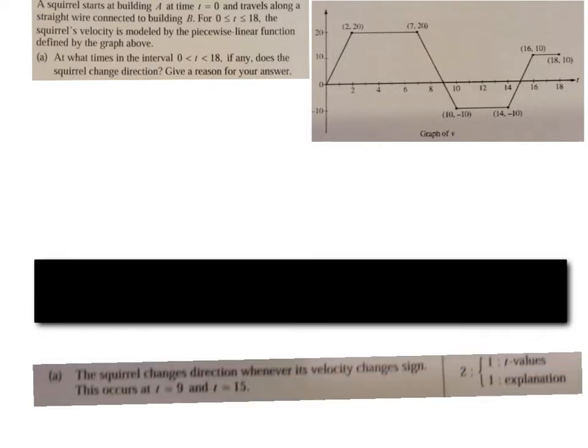So when does the squirrel change direction? Well, that's pretty easy. So here's the rubric. The squirrel changes direction at 9 and 15. So here is 9, here is 15, and the values are worth 1 point, the 9 and 15, and why does it happen? Because the velocity changes sign at those points. You could obviously say in detail, the velocity changes from positive to negative at 9 and from negative to positive at 15, but all you need to do is say that it changes sign. That's good enough to get your second point on this part.